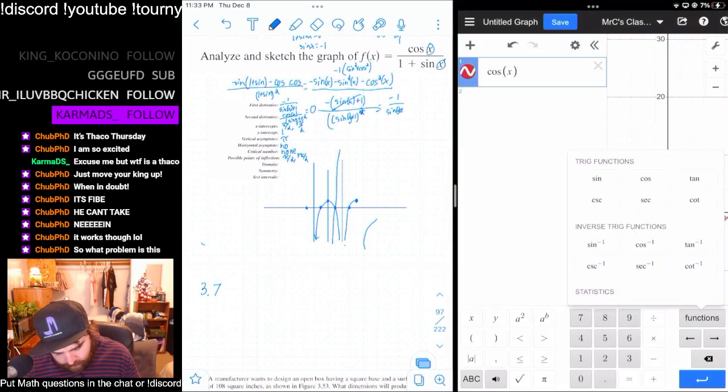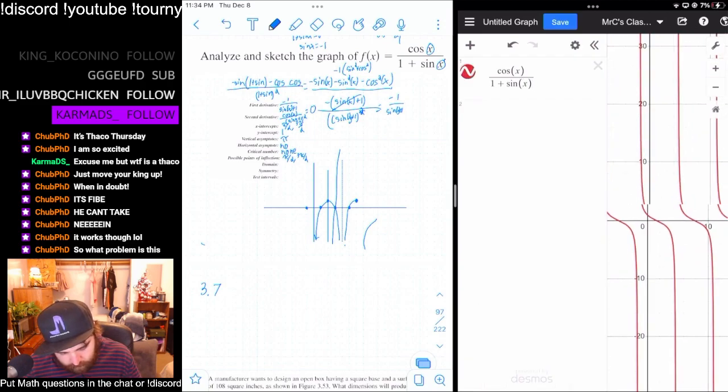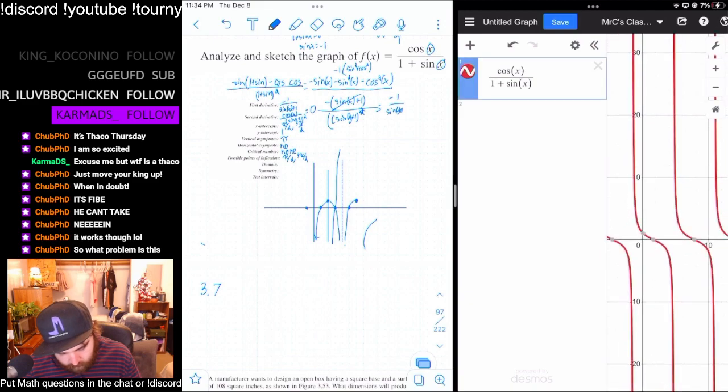Cosine of x divided by 1 plus sine of x. So that is my issue, that I did too many x-intercepts. How is 3 pi over 2 not an x-intercept? The cosine of 3 pi over 2 is 0. The sine of 3 pi over 2... Oh, that... what? So my problem is the vertical asymptote.